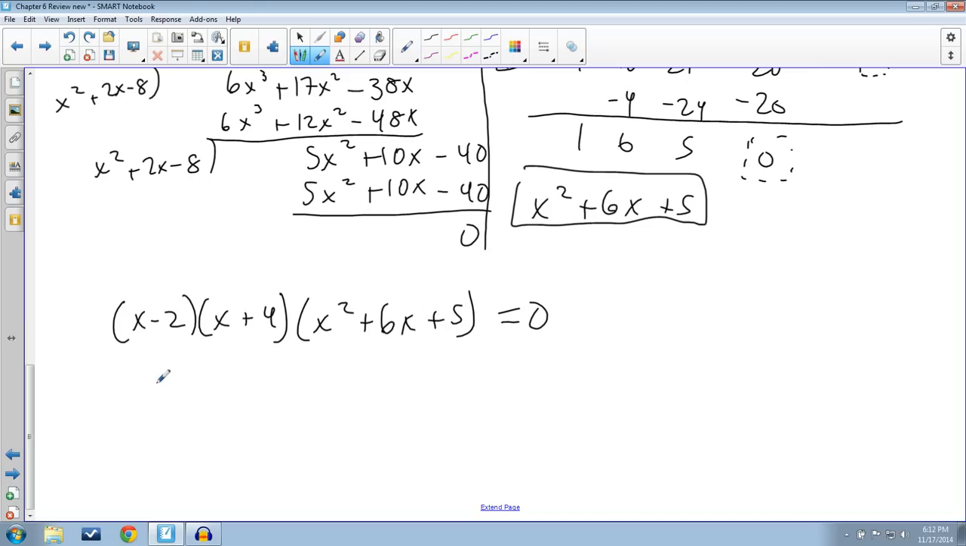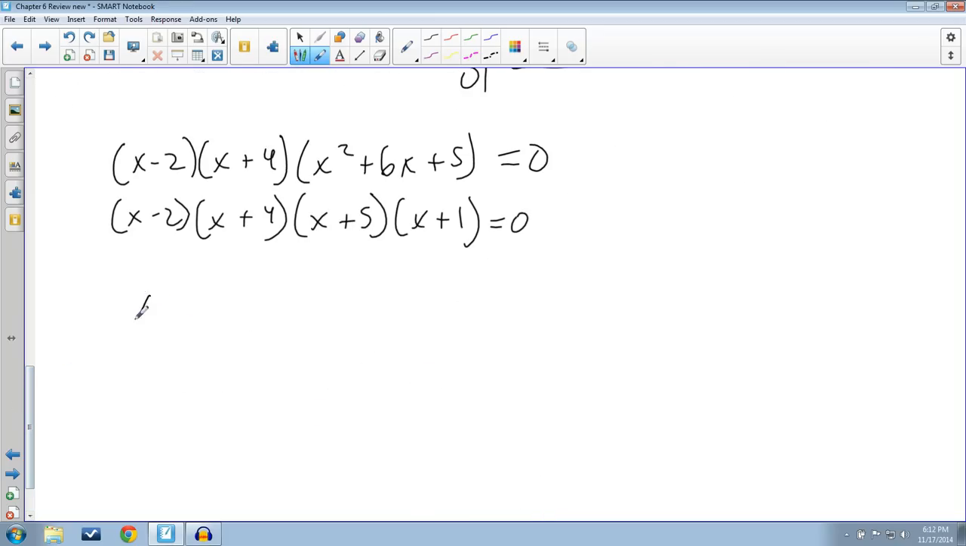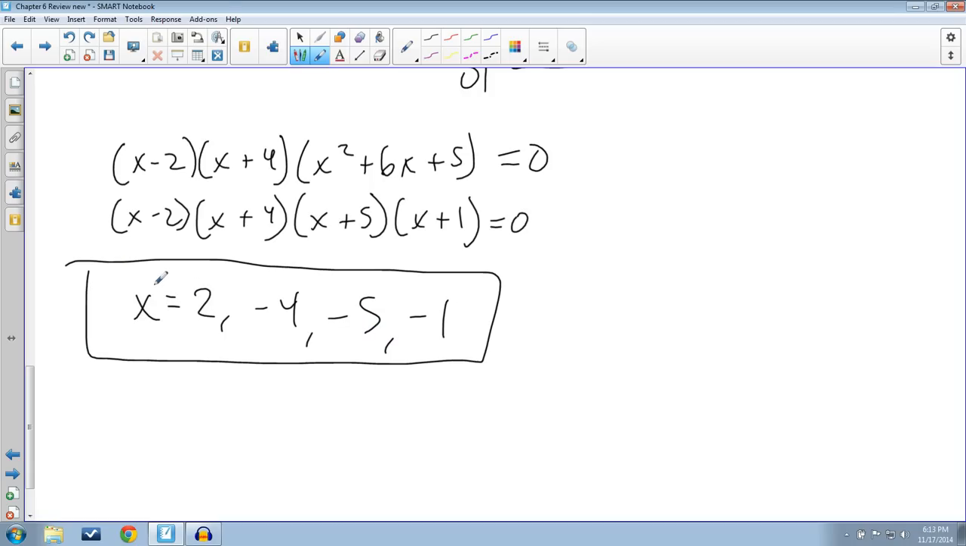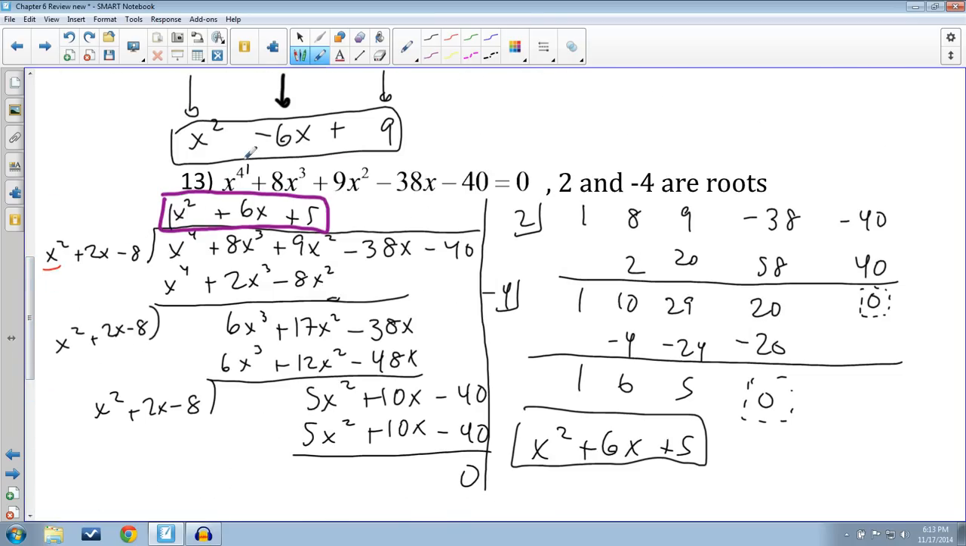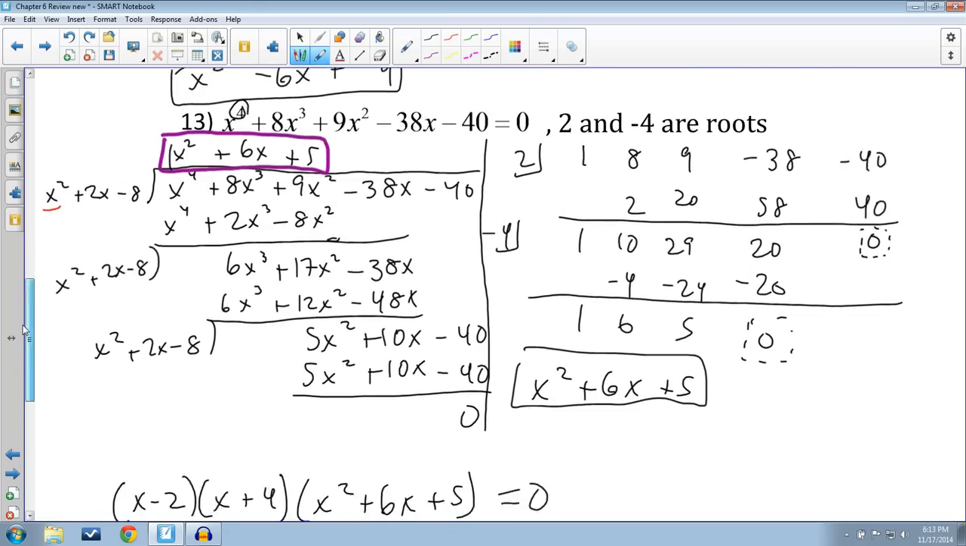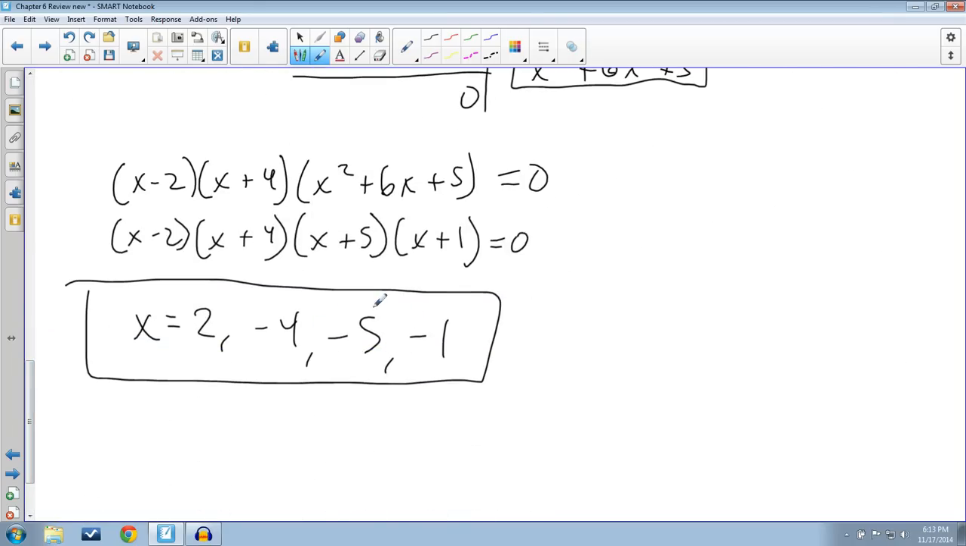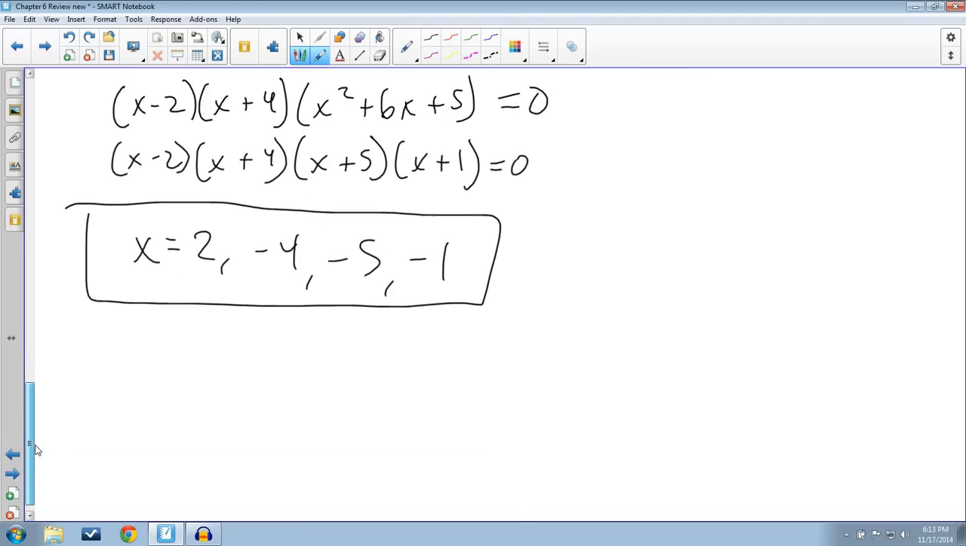Keep factoring if you can. I think you can. I wouldn't have made the problem that way otherwise. X plus 5 times x plus 1. All right, we're in business. If these equal 0, x equals 2, negative 4, negative 5, and negative 1. Are those all the answers? We have 4 of them. Was this a quartic? Oh yeah. Quartic function, 4 answers, real numbers, integers. They look good. We found 2 different ways to get to that division too.